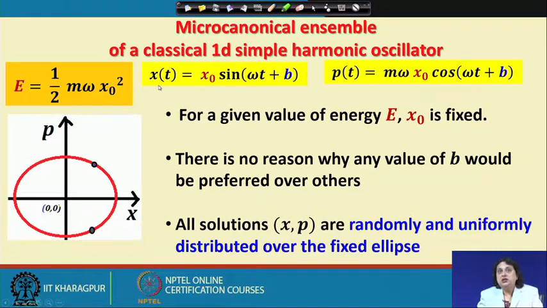I know the solutions x and p at these 2 points, and I find that there is no reason why plus b will be preferred over minus b. And this tells me that each of the points present over this ellipse is equally probable, and therefore, they have a completely random and uniform distribution over this red curve.